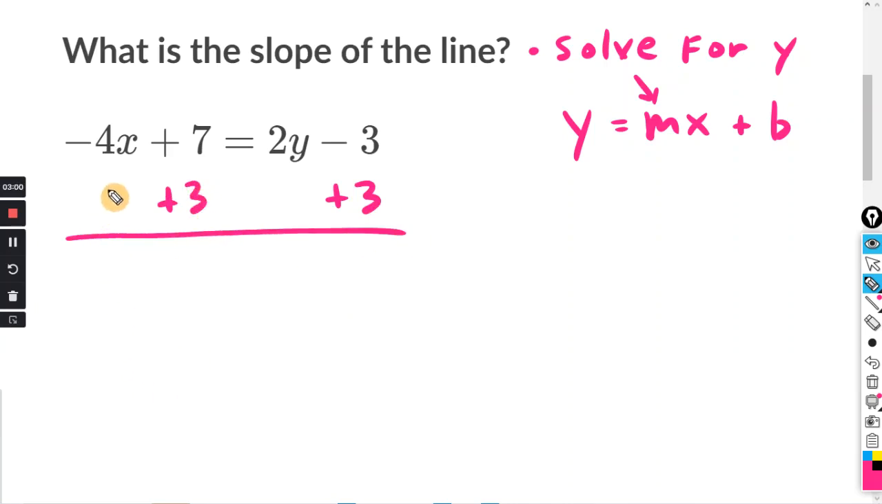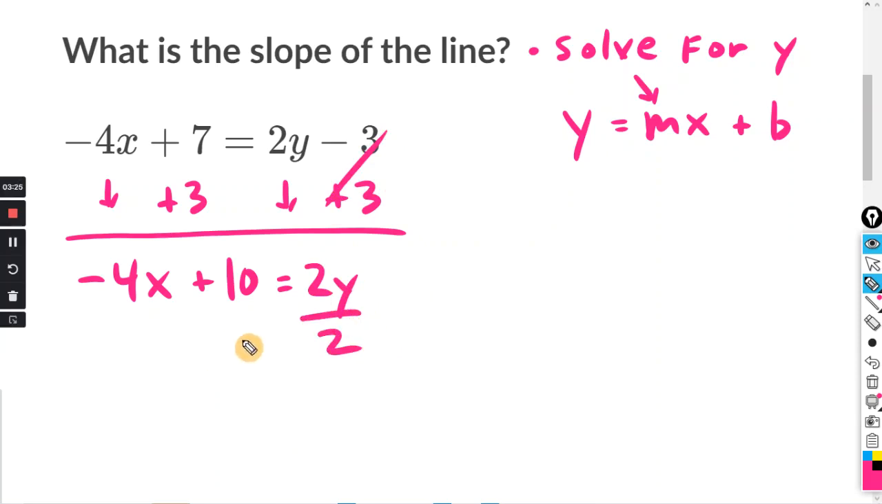All right, so bring down your negative 4x. 7 plus 3 is positive 10. Bring down the equals. Bring down your 2y. And negative 3 plus 3 cancels. All right, solving for y, we have y times 2. The opposite of times 2 is divided by 2. Now, when you divide both sides by 2, you have to divide that whole thing by 2. All right, 2 over 2 cancels.